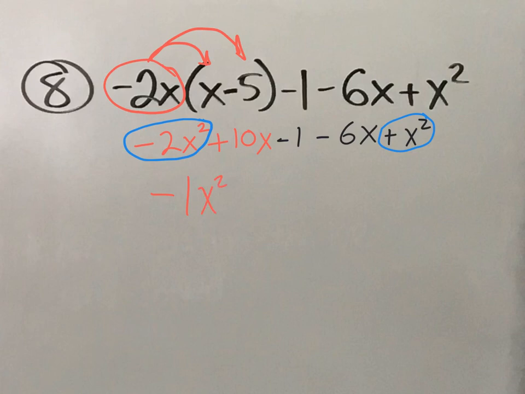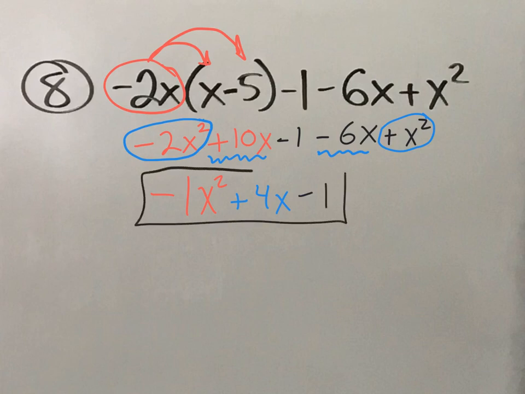And then I want to combine the x's with the x's, so I have a positive 10x and a negative 6x. That's like having $10 and owing somebody 6. I'm still going to have $4 left over after I pay them off, but in this case, it's not dollars, it's x's. And last but not least, we're simply going to bring down that minus 1, and this is your final answer right there, negative 1x squared plus 4x minus 1.